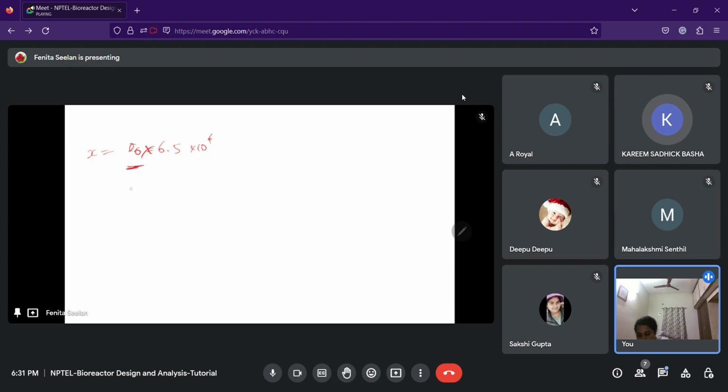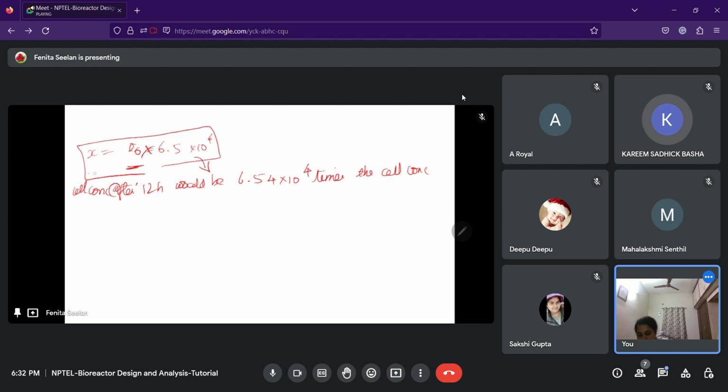When you are asked a question like this, you have to mention that the cell concentration you have calculated is for 12 hours. After 12 hours, it would be 6.5 into 10 to the power of 4 times the cell concentration. This is what the equation implies. Your final concentration would be 6.5 into 10 to the power 4 times the initial cell concentration, which is at the beginning of the exponential growth.